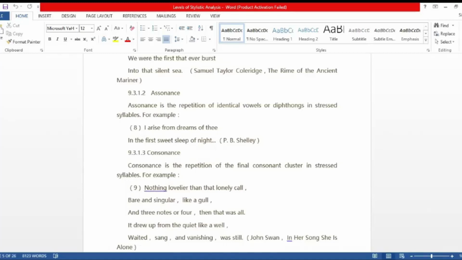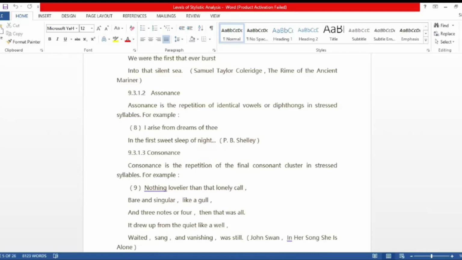Then we come to assonance. Assonance is slightly different. Consonance is more similar to alliteration. Assonance में ये फर्क है कि इसमें vowel sounds repeat किए जाते हैं. Assonance is the repetition of identical vowel sounds. Not vowels, the same vowel sounds are repeated in stressed syllables, they follow one another.